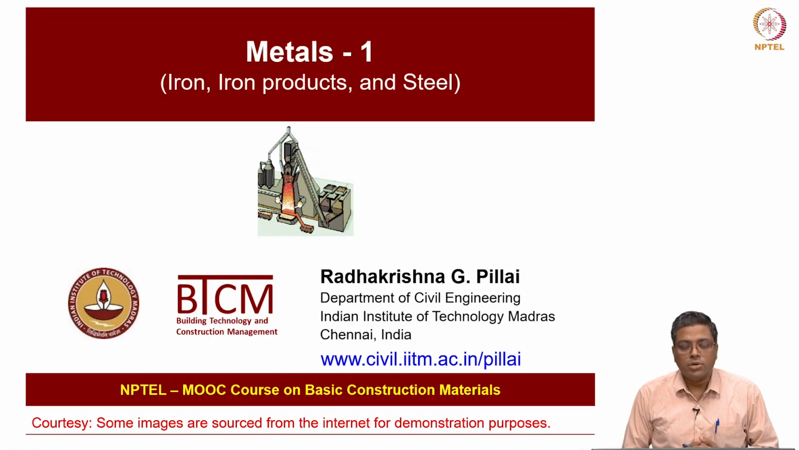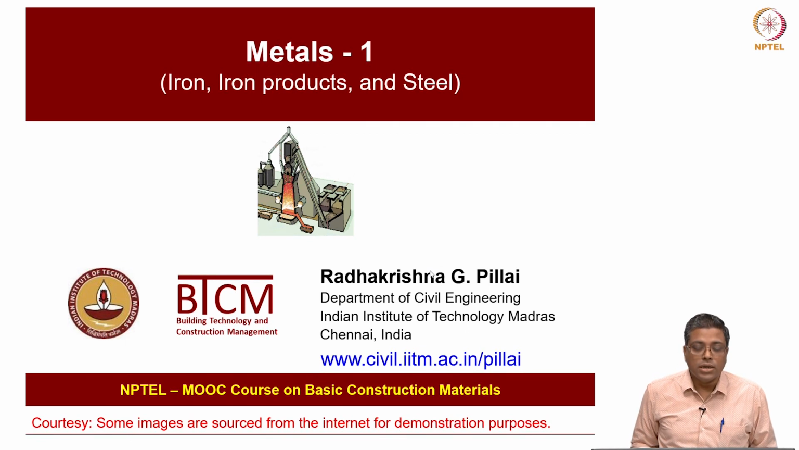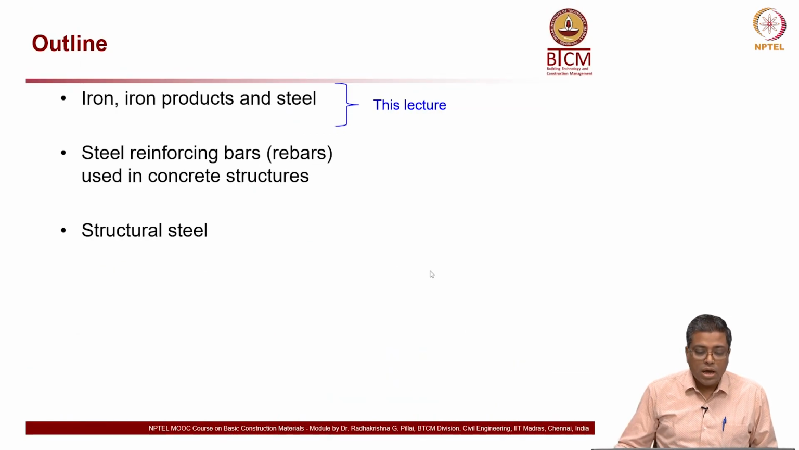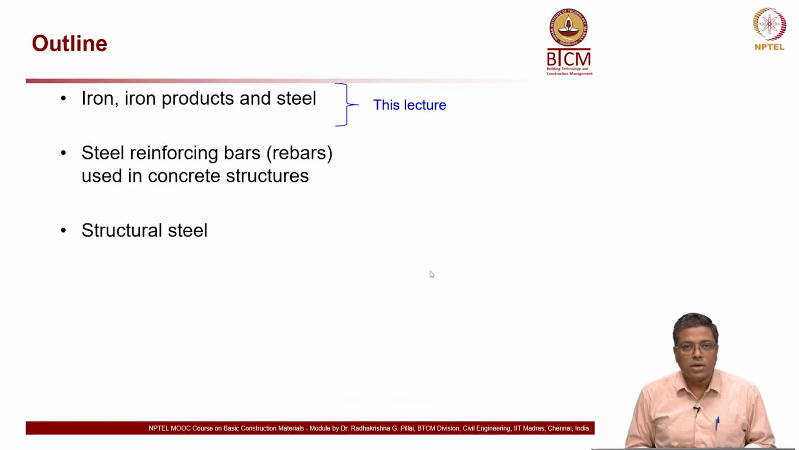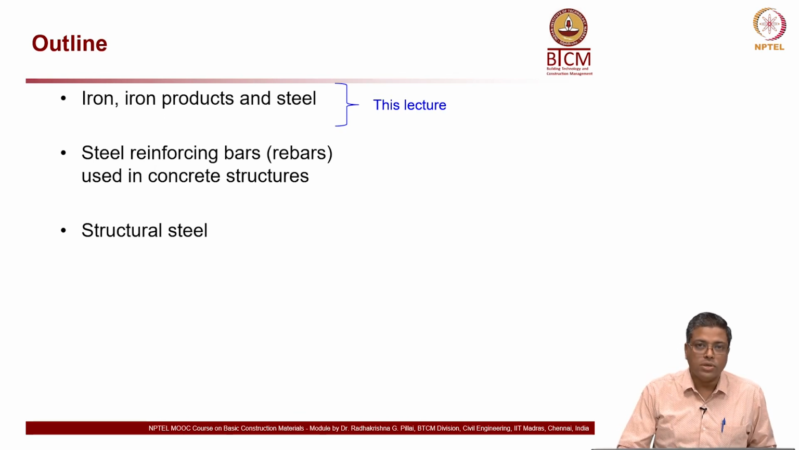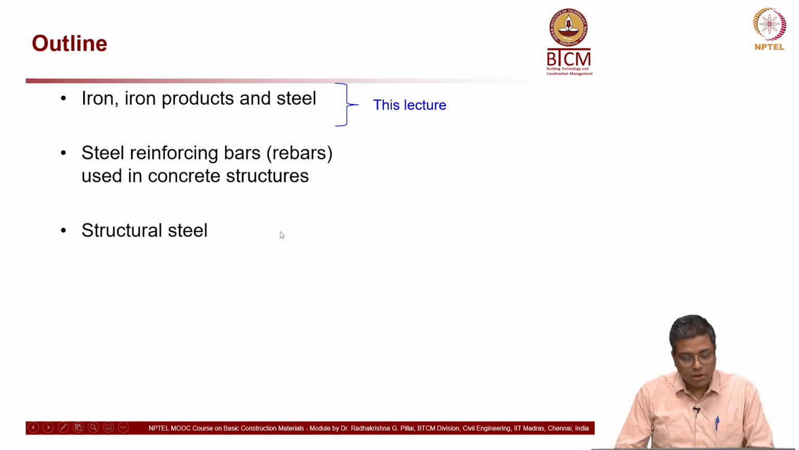Hi, welcome to this module on metals as part of this course on basic construction materials. In the first part of this module, in today's lecture, we will look at iron products and steel. Essentially, we will be talking about how they are manufactured and some basic properties of these materials. And in the future lectures, we will look at steel reinforcing bars and structural steel also.